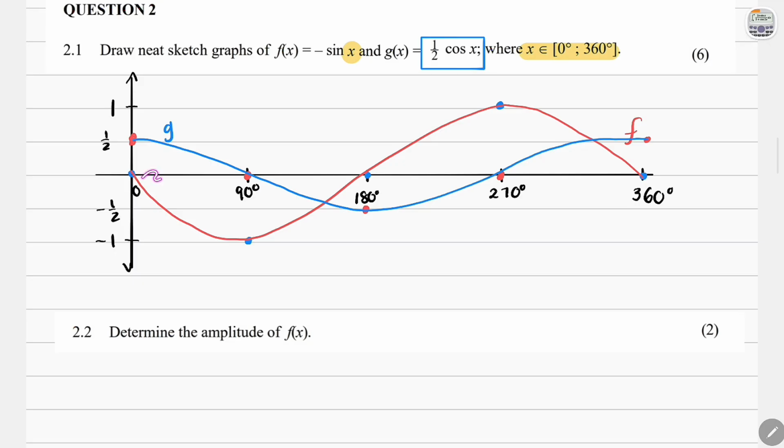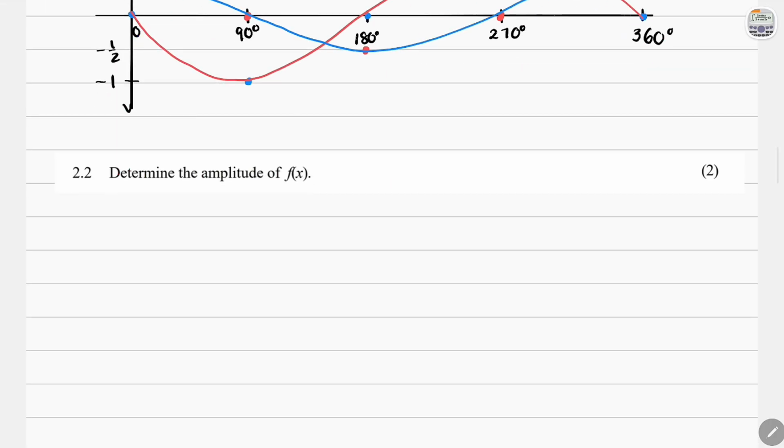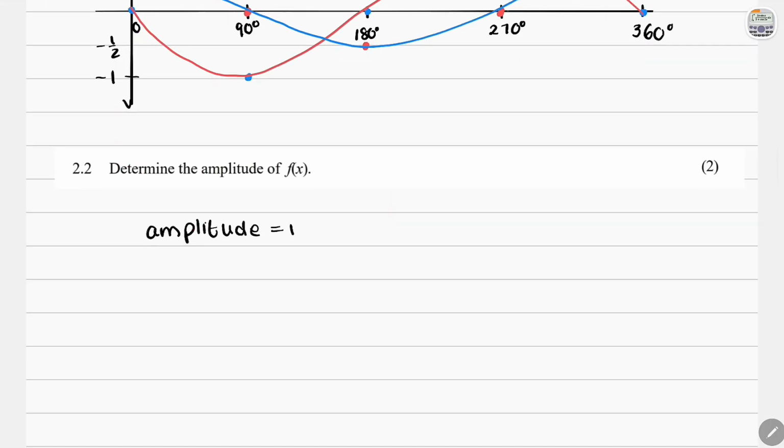And you can see that the middle of the graph is here. And the highest of this graph, you see the highest from the midline is 1. So that's how high that graph is. It just goes to 1, nothing beyond that. So our amplitude is simply equal to 1. And that is our answer.